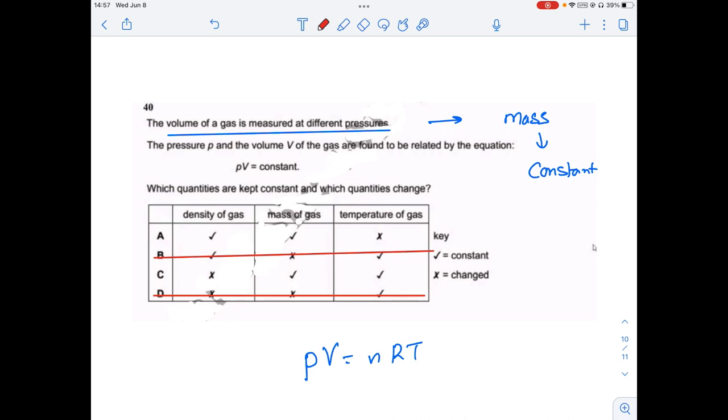Now we know that pV equals nRT, and nRT is a constant, so the temperature is also constant. In option A, the temperature is changed, so option A is also wrong. So I am left with option C. Mass is constant, and temperature is also constant. Density is not changed, and nothing has to be worried about density in this question. So option C is going to be the answer for question number 40.